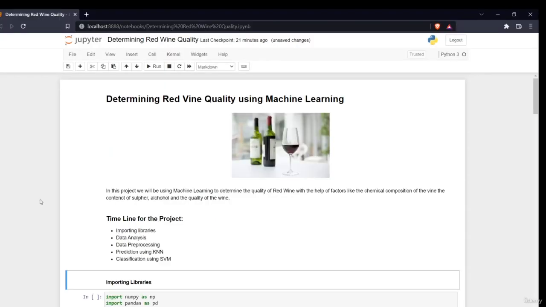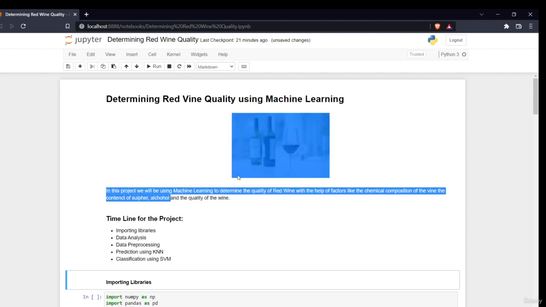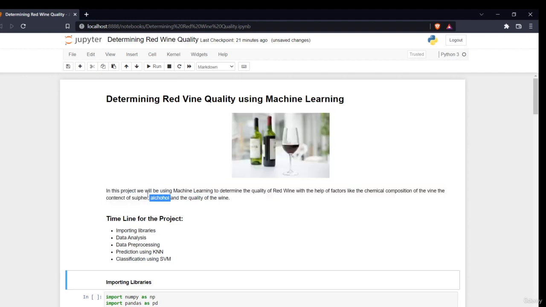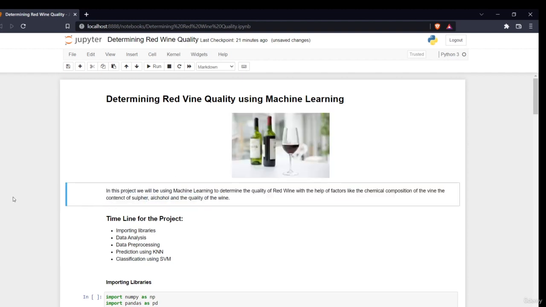And welcome to the notebook section of our project. So now in the introduction section, we have seen a glimpse of what we'll be doing in the project. We have discussed what the two approaches are that we'll be using. So now, as written in this project, we'll be using machine learning to determine the quality of red wine with the help of factors like chemical composition of the wine, like the content of sulfur, alcohol, and the quality of wine. Quality of wine is the dependent variable.